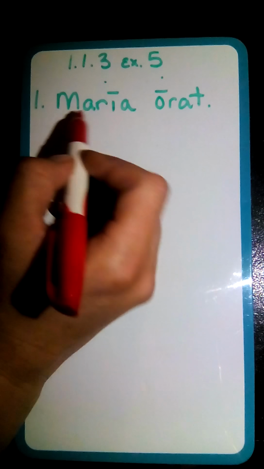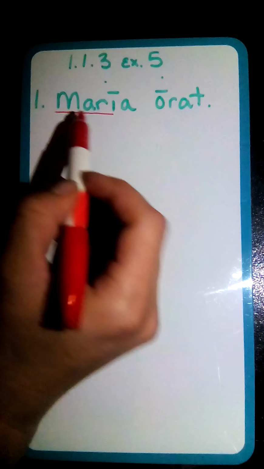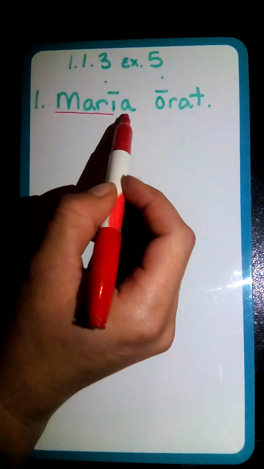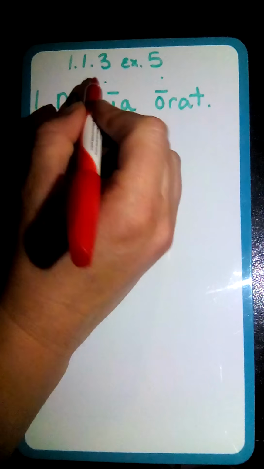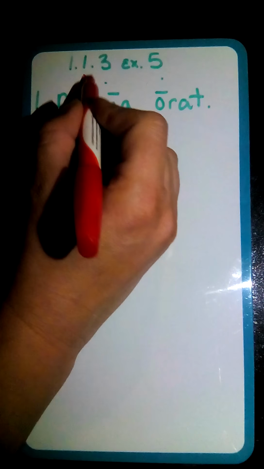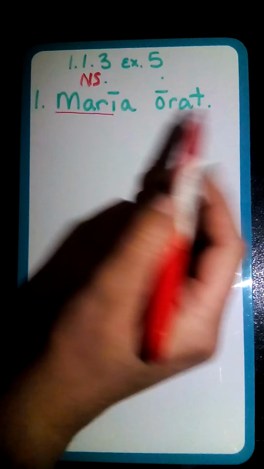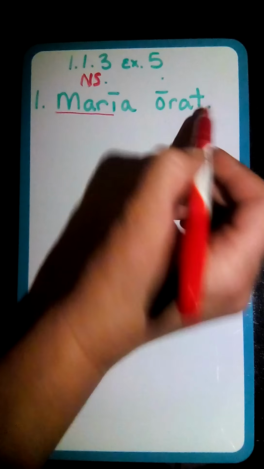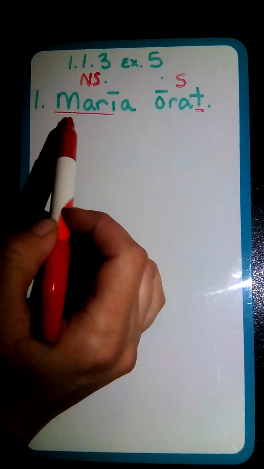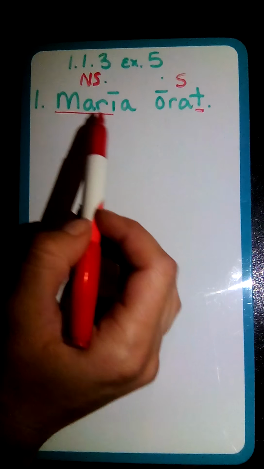So Maria, here's our stem, Mari-, and we have our ending a. The short a is only found in the nominative singular. That makes it really simple to know that Maria is nominative singular, acting as the subject of the sentence. And then we have orat, which is a verb. We look at this ending, see that it ends in a singular t, which makes it singular. So the sentence is Maria orat, which is Mary prays.